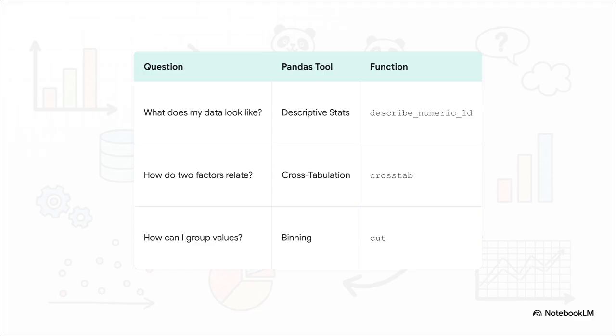Want a high-level statistical summary of your data? Use a describe function. Need to see how two different things relate to each other? Crosstab is perfect for that. And for calculations that build over time, like a running total, you've got cumulative functions like cumSum ready to go.